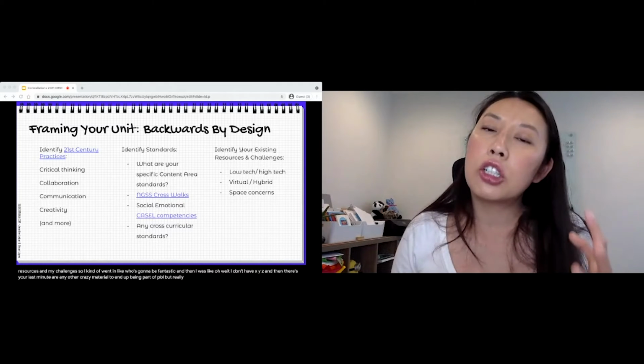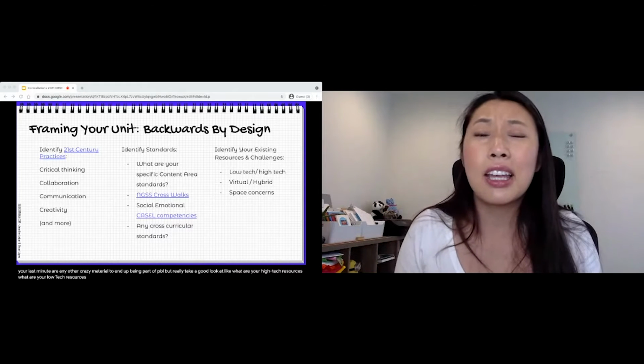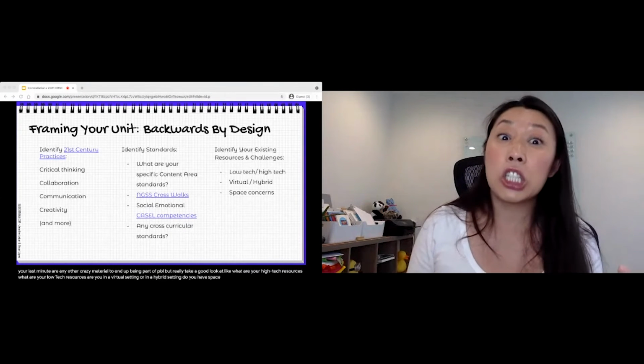But really take a good look at what your high-tech resources are. What are your low-tech resources? Are you in a virtual setting? Are you in a hybrid setting? Do you have space concerns?